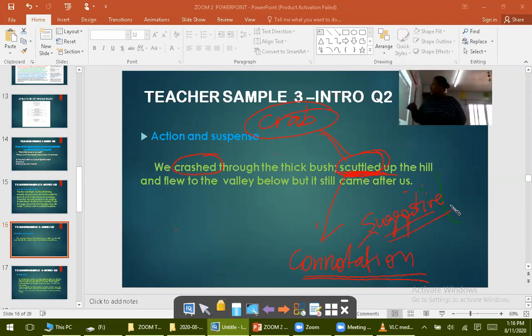All right? And did we fly like birds down the valley? No, it's showing what happened, or how we moved when we felt very afraid of what was coming after us. So I have used three action words here. One is crashed, one is scuttle, and the other is flew. So when you use such words, you're creating an atmosphere of what is happening, right?